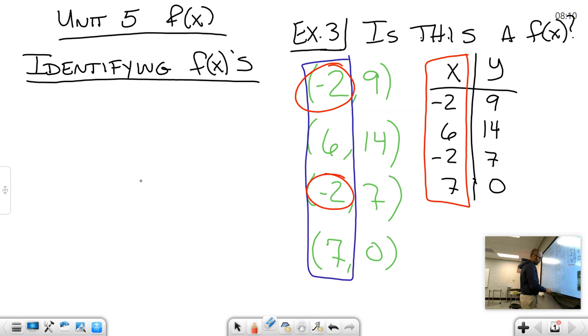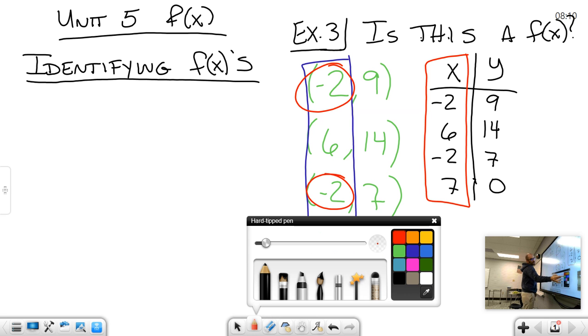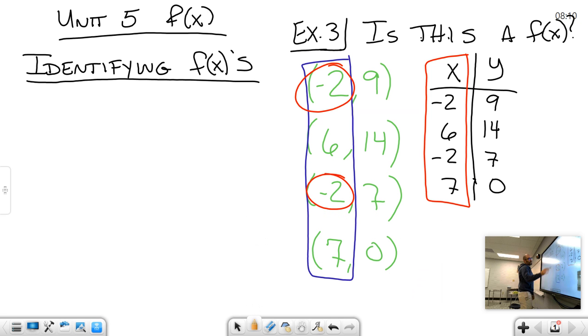All right. So the next thing we're going to talk about is, we have two ways over here to list our functions. We have our coordinate points, and then we have our table. But they also will list coordinates in what we call a mapping diagram.